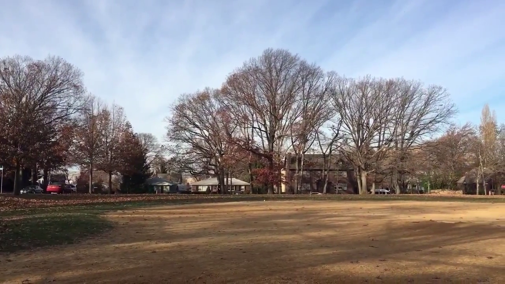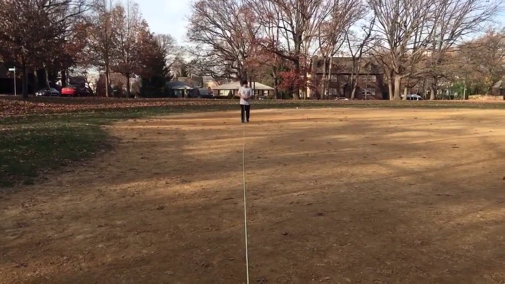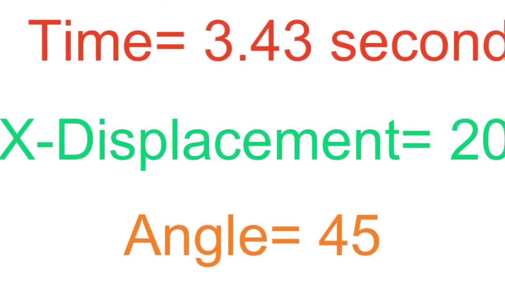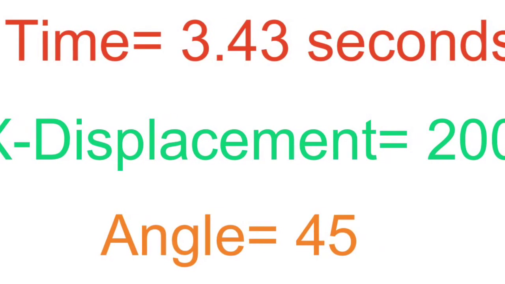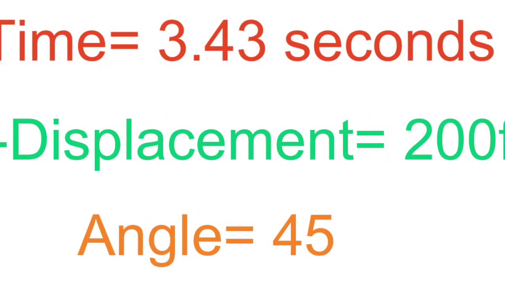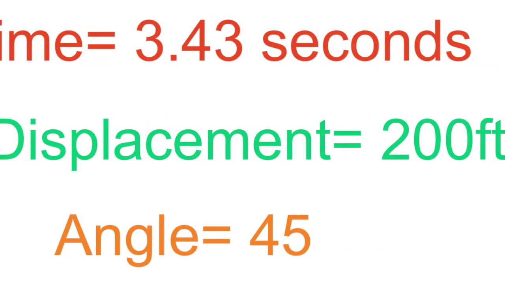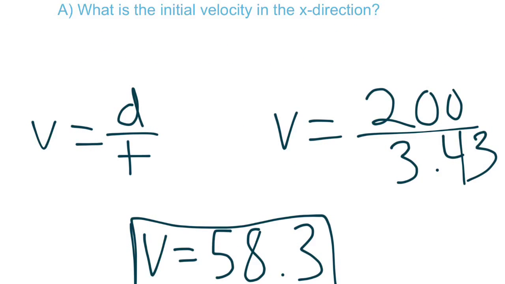After doing that, I took out a 100-foot tape measure and measured my x displacement from home plate to exactly where the ball landed. The time was 3.43 seconds, the x displacement was 200 feet, and the ball was thrown at approximately a 45-degree angle. Now that we have this information, we can solve for a whole bunch of different things.